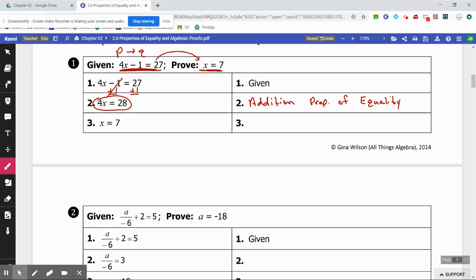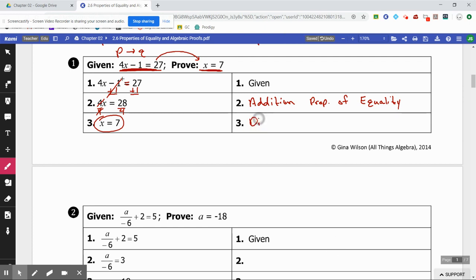That says that if two things are equal, you can add the same thing to both sides and it's still equal. And then the next step, we go from 4x equals 28 to x equals 7. Now, how did we do that? Since 4 is being multiplied by x, to get rid of it, I divided by 4. Whatever you do to one side, we do to both. So that got rid of that 4. Now, what property says that we can divide both sides by 4?